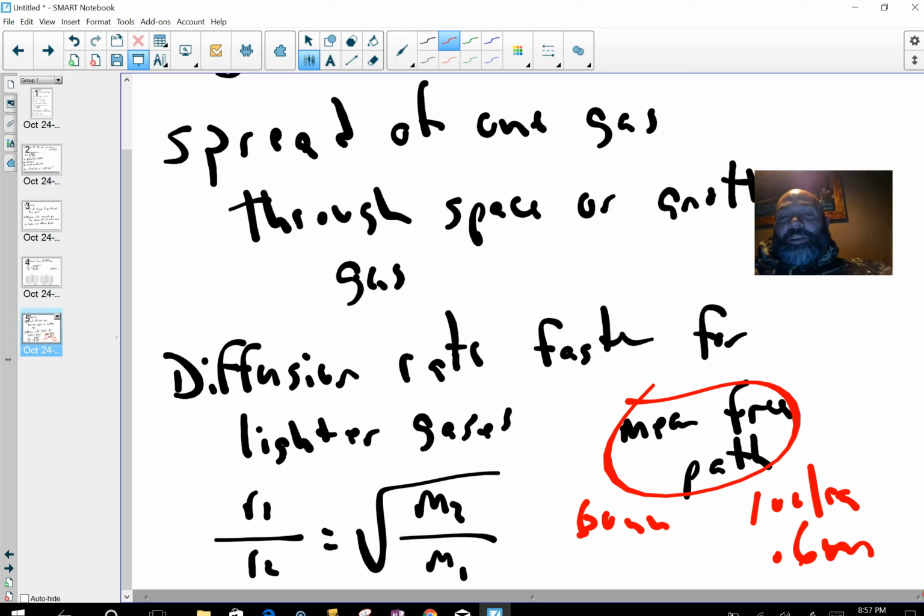Okay, so that's a little bit about effusion and diffusion, and we'll be working on a couple little things like that in class that deal with gas properties. And then when I get back, we'll talk about pressure and barometers and manometers and Dalton's law of partial pressures. Look forward to that.